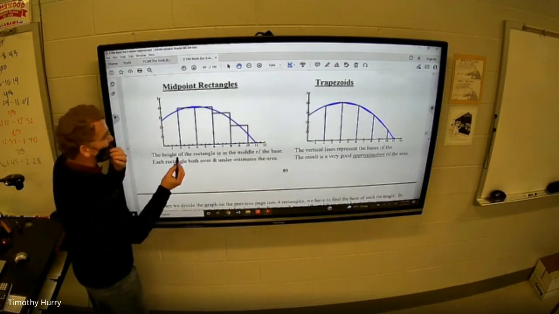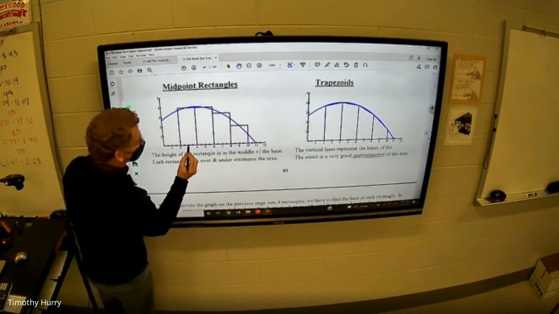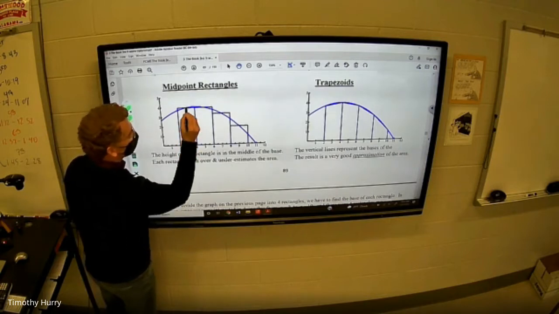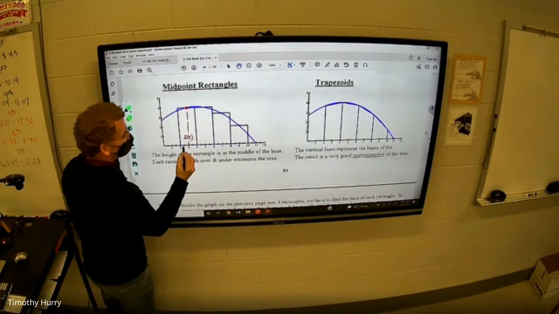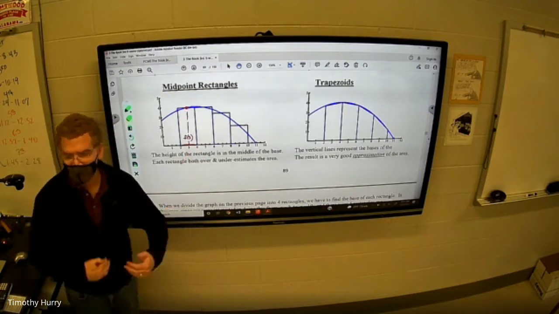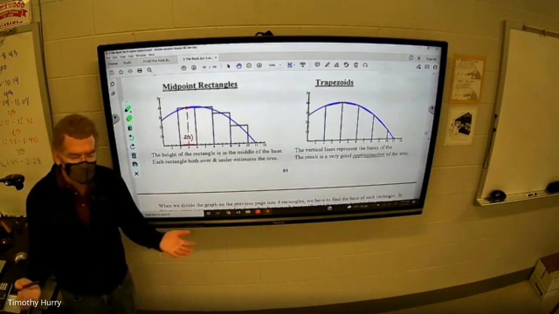So when you plug in whatever that middle number is, you're basically plugging it into your function to find that height. And you're using that height and that base to find this area. And midpoint's probably going to be more accurate.